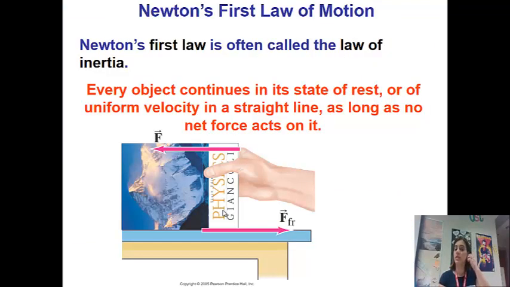With Newton's first law, it's the law of inertia. We know that an object at rest wants to stay at rest, and an object in motion wants to stay in motion, in that straight line path. So if there's no net force acting on something, it's going to keep moving or remaining still, whichever is its motion at the time.